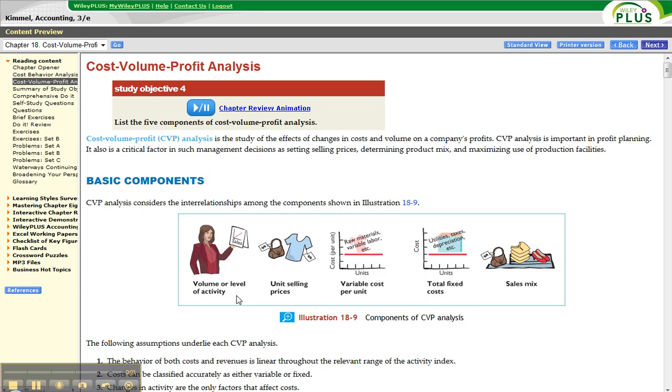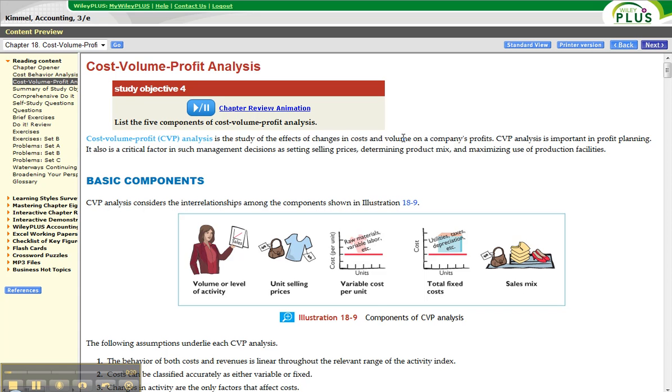Study Objective 4 gets at cost, volume, profit analysis. So this is the study of the effects of changes in cost and volume on a company's profit. All right, the changes in cost and volume, how those things affect a company's profit. So there's relationships here. If costs change by certain amounts, profits change.